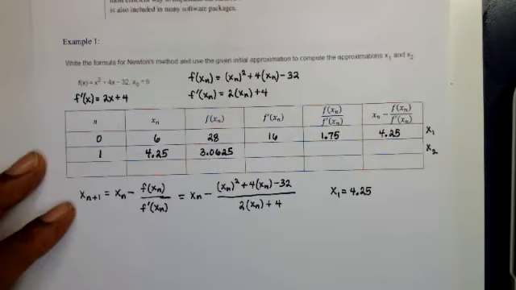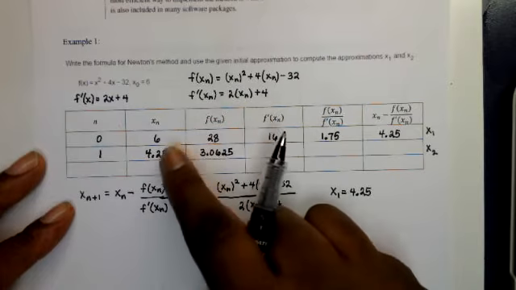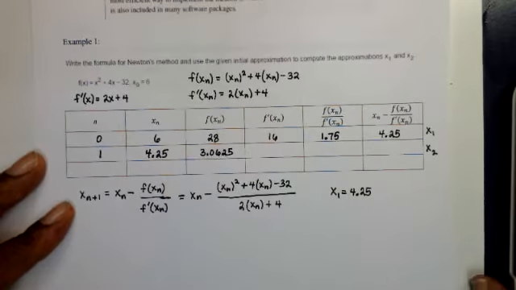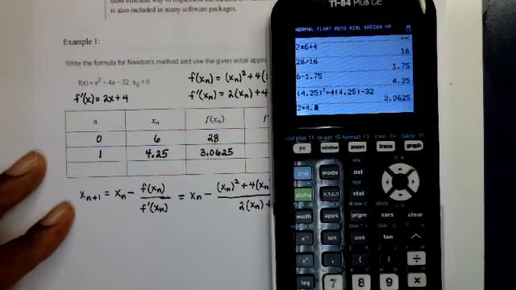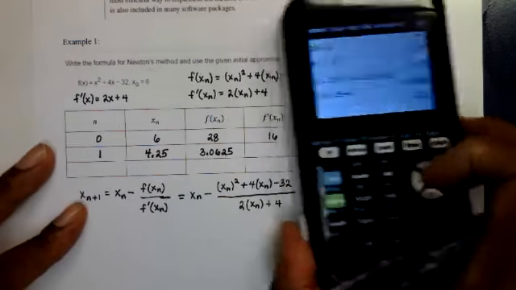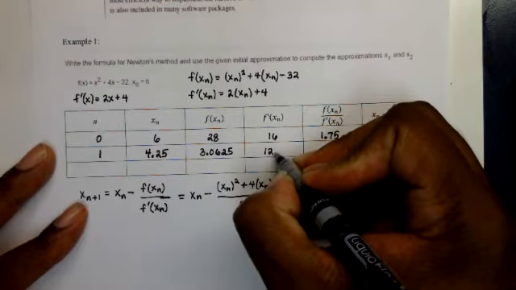And now for f prime of x sub n, which is of course 2x sub n plus 4, I'm going to replace that x sub n with this 4.25. So now I'm going to have 2 times 4.25 plus 4. And here I end up with 12.5. So f prime of x sub n here will be 12.5.